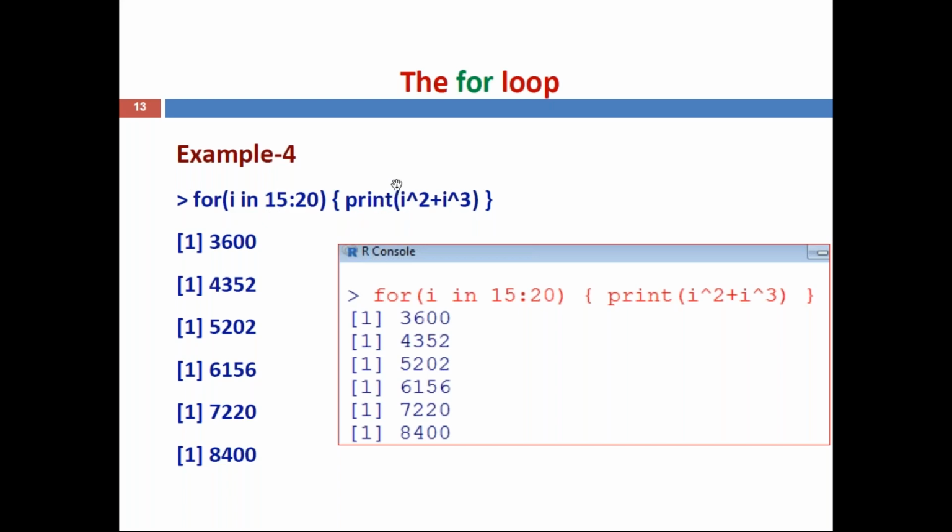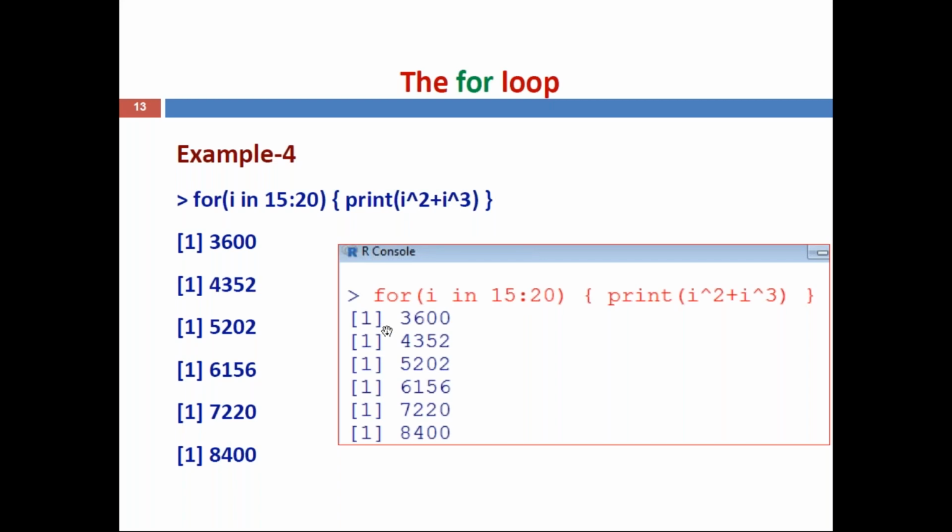First I equal to 15: 15 power 2 plus 15 power 3. This value is 3600. Then I equal to 16: 16 power 2 plus 16 power 3, then you will get 4352 and so on. I equal to 20: 20 power 2 plus 20 power 3, then you will get 8400. So this is the screen taken from our software after execution.